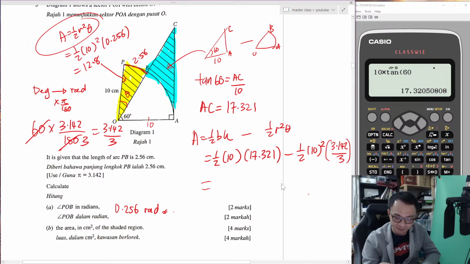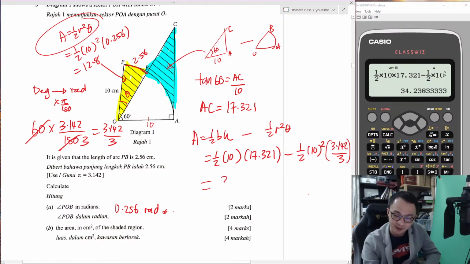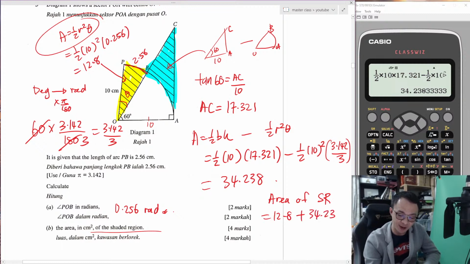So I just type it for you. Half multiply 10, multiply 17.321. And then I need to minus the sector, half r squared, 10 squared, theta, multiply 3.142 over 3. Then this one should be 34.238. So therefore, the area of the shaded region will be 12.8 plus 34.238.